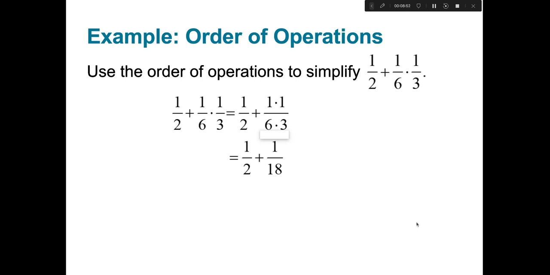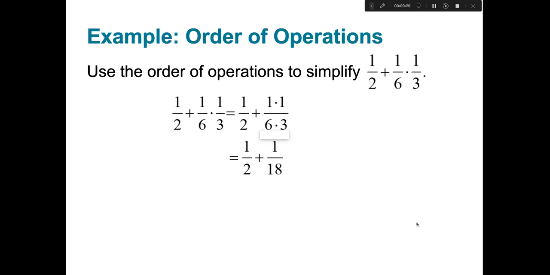Now we have to add those two together. What do we have to have in order to add? Common denominators. When we have the numbers 2 and 18, what is our common denominator going to be? 18. Can't add them together. We have to find a multiple that they both multiply to. So when I have a common denominator of 18, my 18 stays the same. What does my 1/2 become? 9 over 18.